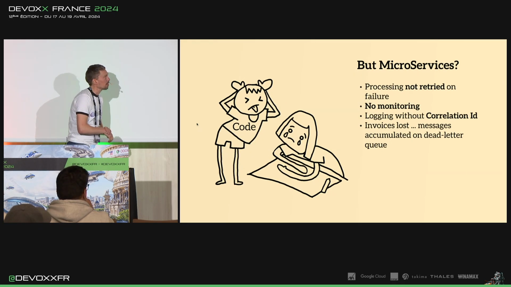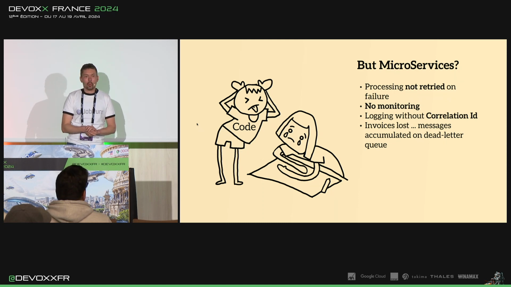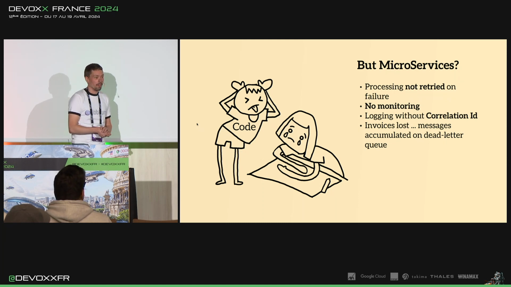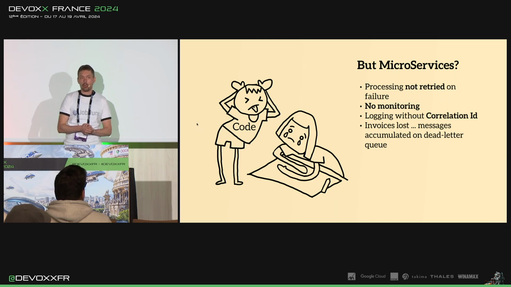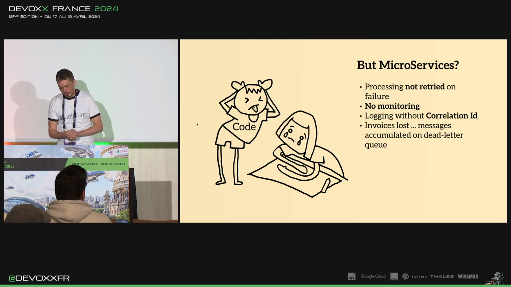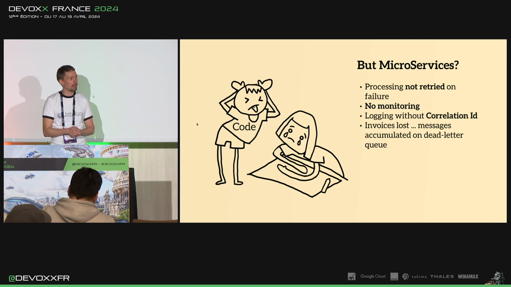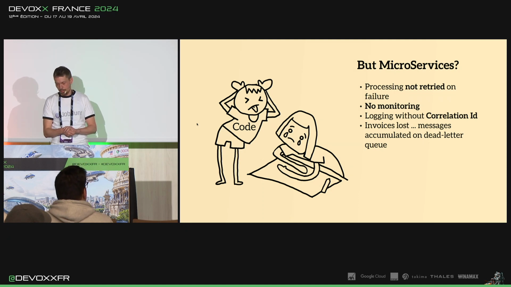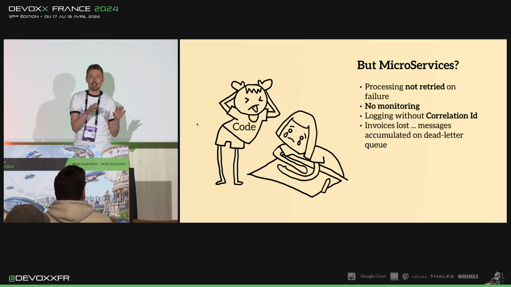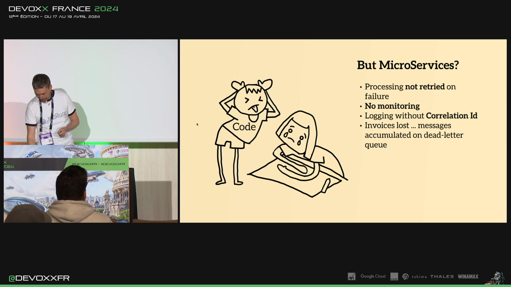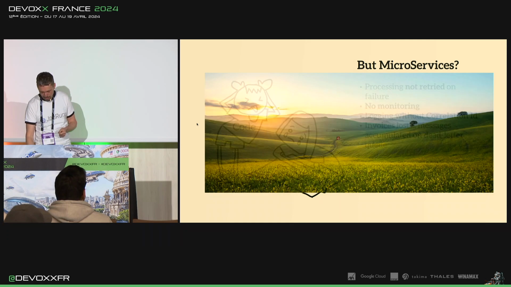But microservices. When there was a failure, processing was not retried. We didn't have any monitoring at all. And the logging happened without correlation ID. So invoices got lost and messages just ended up on the dead letter queue of PubSub. And I don't know about you, but if I send out an invoice, I hope it gets paid and not gets lost somewhere. So yeah, this was a bit of a problem.